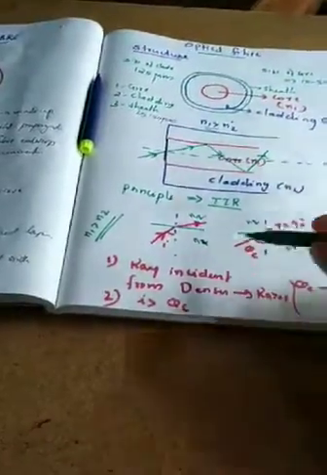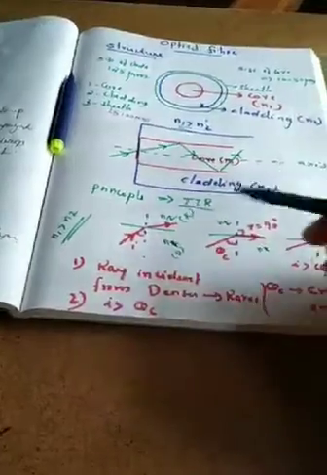Let's take the same case we discussed here. This n1 is greater than n2. The condition is n1 is greater than n2. Therefore this medium is a denser medium and this one is a rarer medium.